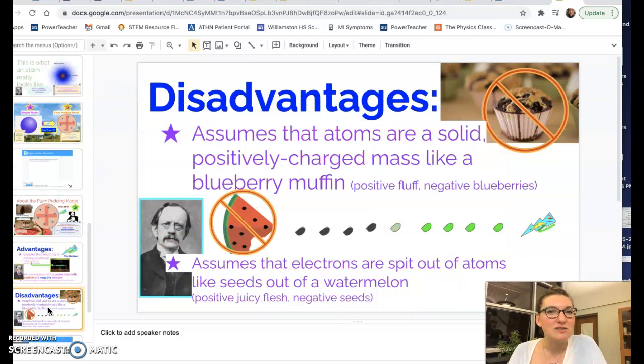But it doesn't solve all of our questions. The disadvantage is that it assumes that atoms are a solid, positively charged mass, like a blueberry muffin, and we will soon find out that they are not a solid mass at all. They're mostly empty space. It also assumes that electrons are spit out of atoms like seeds out of a watermelon, which is not how electrons move.